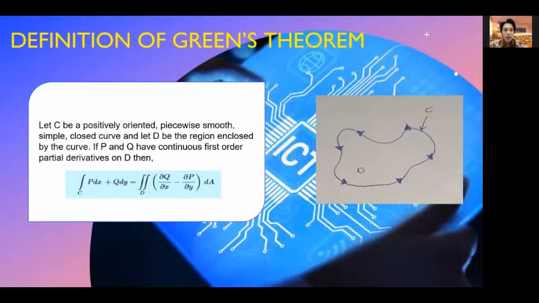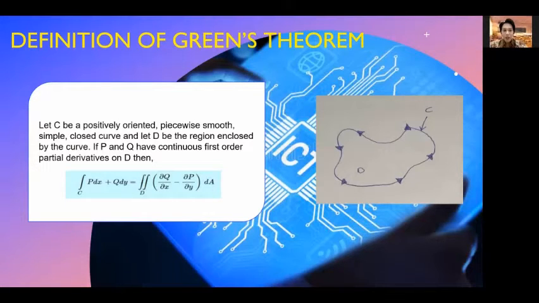Another way to think of a positive orientation, that will cover much more general curves as we will see later, is that as we traverse the path following the positive orientation, the region D must always be on the left. Given curves or regions such as this, we have Green's theorem. Green's theorem states that let C be a positively oriented, piecewise smooth, simple, closed curve, and let D be the region enclosed by the curve.